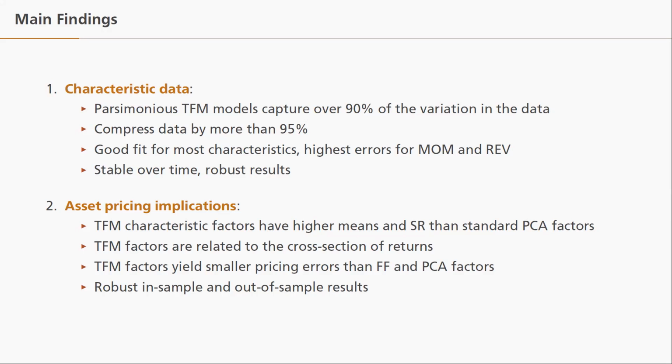And I find that they are actually related to the cross section, and they also have smaller pricing errors than the benchmark factors, like parsimonious Fama-French and PCA factors.